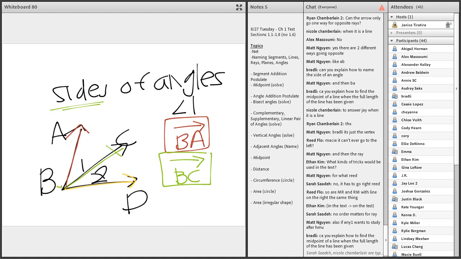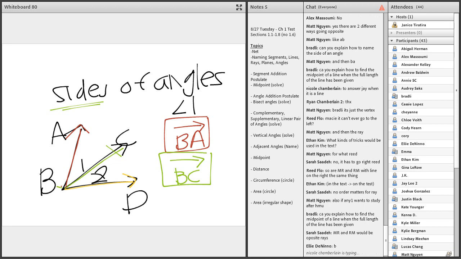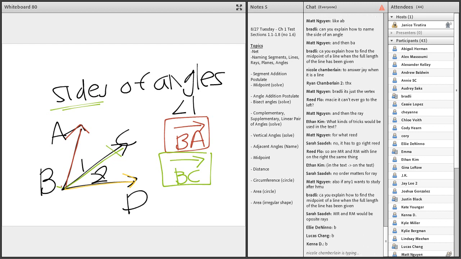In this picture, what is your vertex for angle 1? Can someone write the letter? What is the vertex for angle 1? Yes, it is capital B.